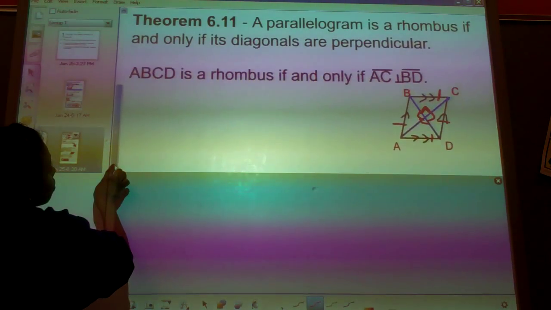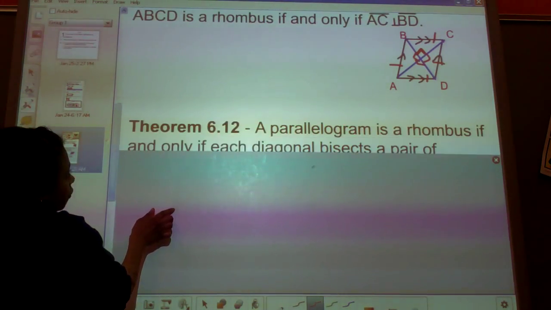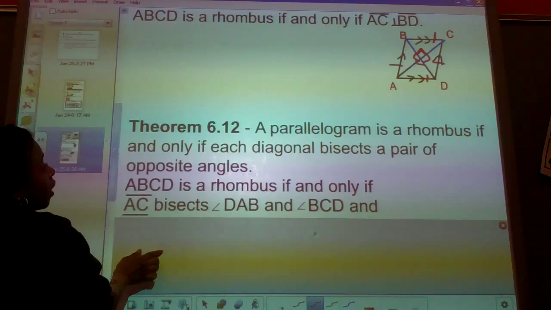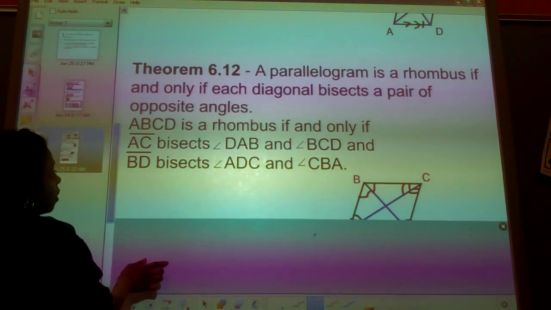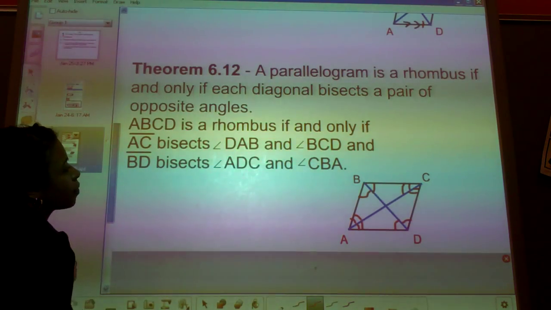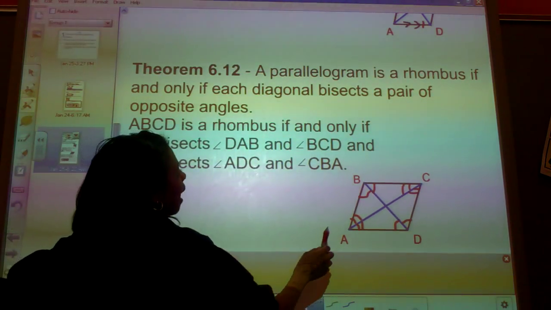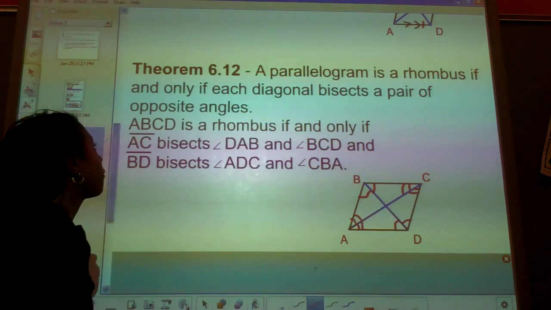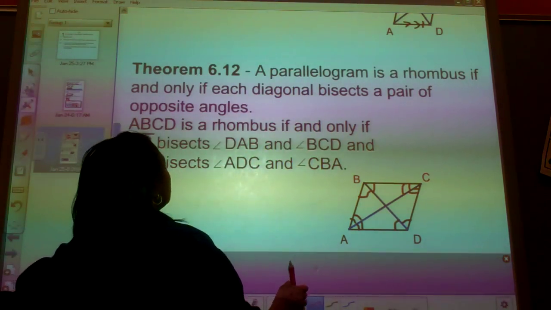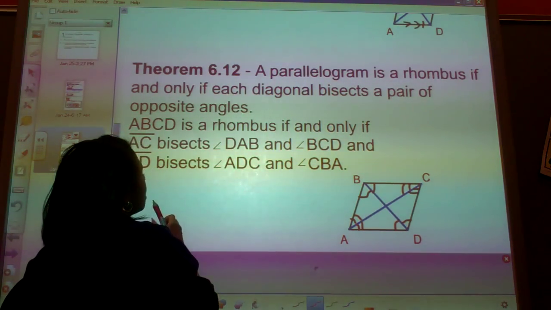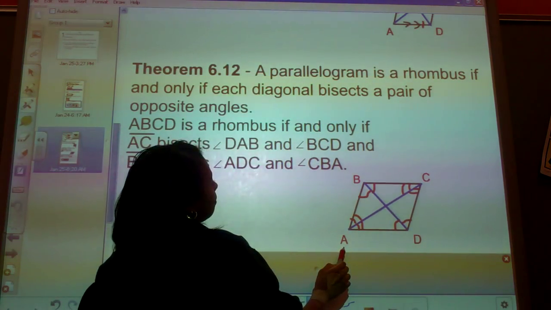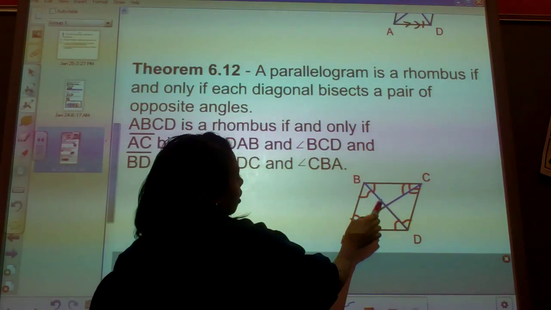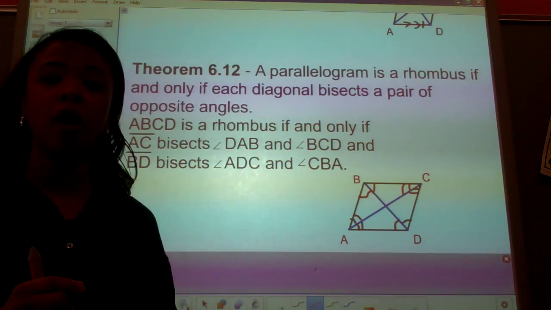Finally, and the bell's getting ready to ring, on 6.12, a parallelogram is a rhombus if and only if its diagonals bisect the angles. So here we go. On ABCD, it's a rhombus if and only if when you bisect, AC bisects angle DAB. And I'm going to pause here and I'm going to do a part 2 for you.